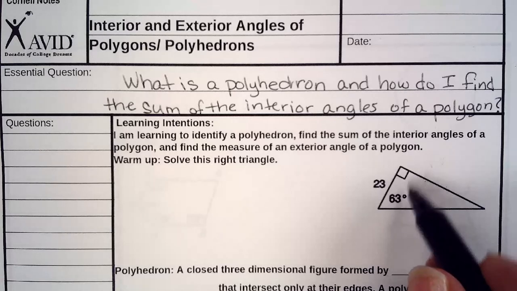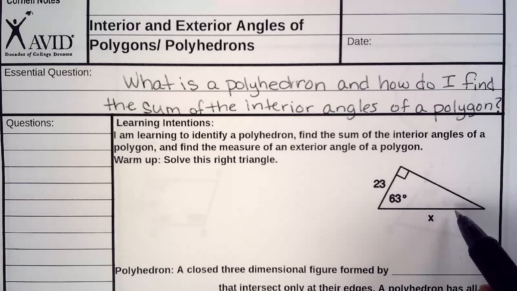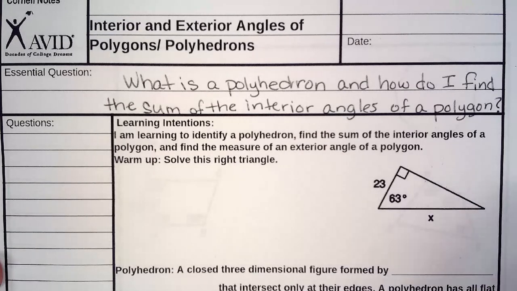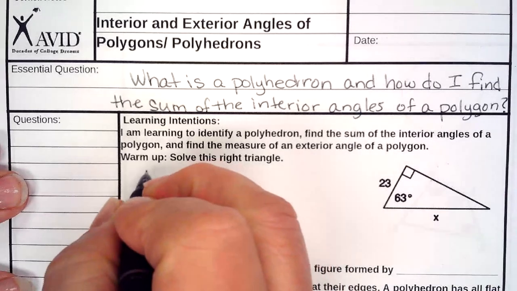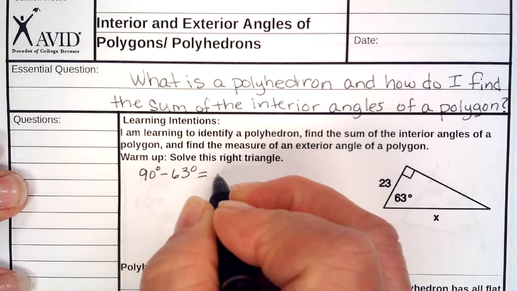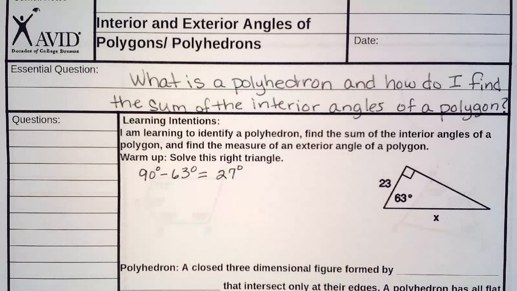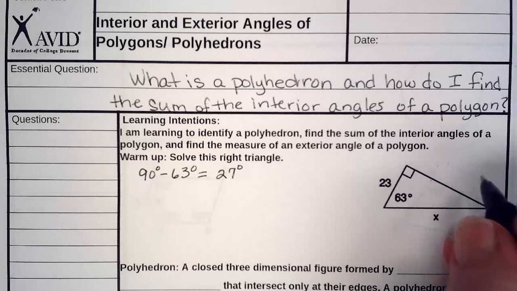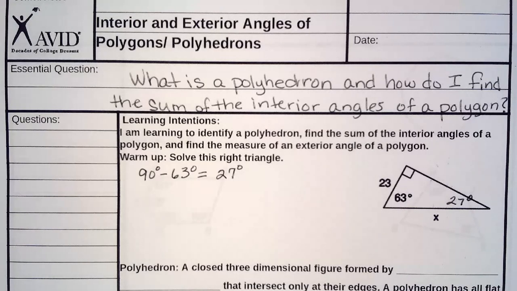Now, as always, this is 90 degrees. This third angle will be the quickest piece of the puzzle. So how do I find the third angle? Well, we know that the third angle is 90 degrees minus 63 degrees, which gives us 27 degrees. So this is 27 degrees. Now we can find the other two missing pieces of our right triangle by using sine, cosine, or tangent.